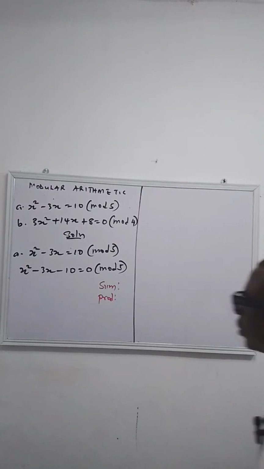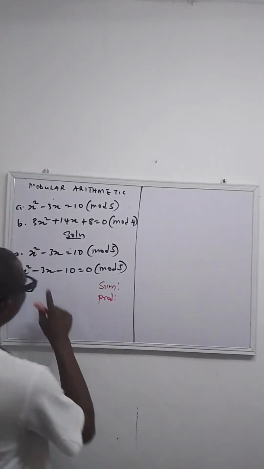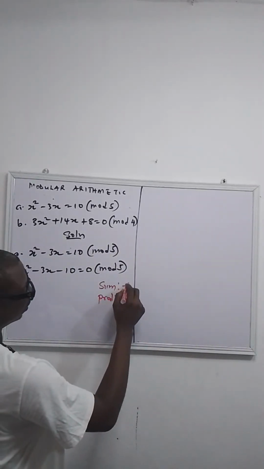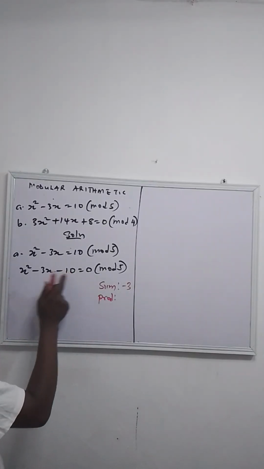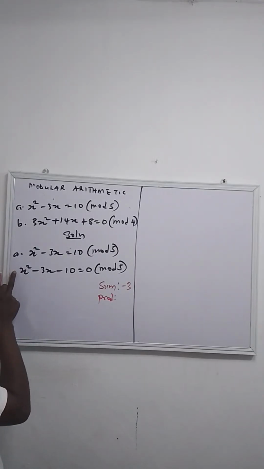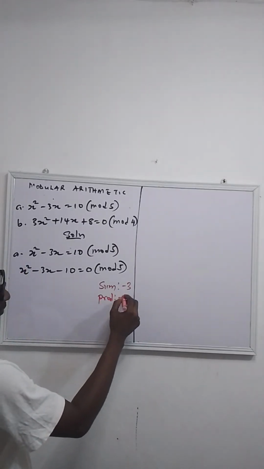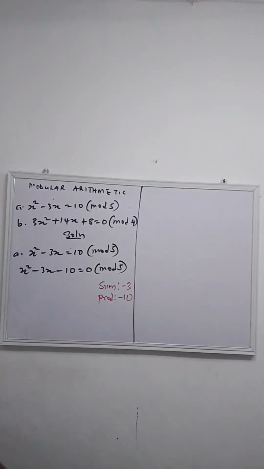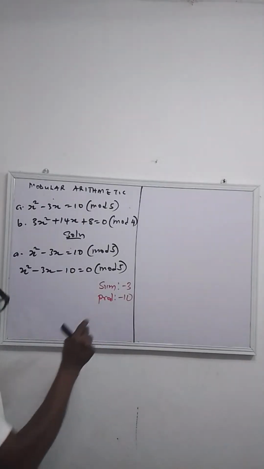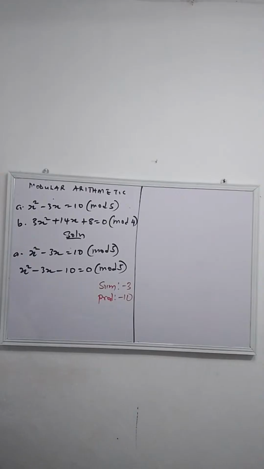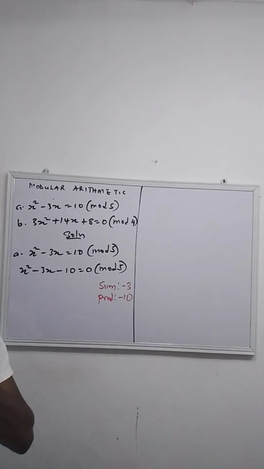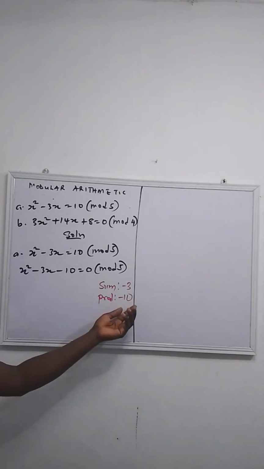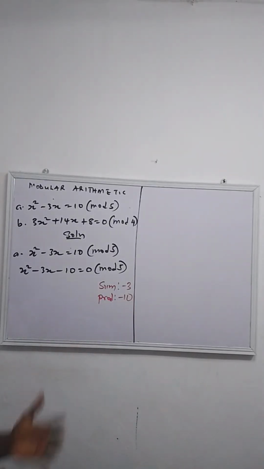So now the sum is the coefficient of x. That's negative 3. And the product is negative 10 that we have here times the coefficient of x squared, which is 1. So nothing is changing. You have negative 10. So now here you need two numbers such that when you multiply together, you have negative 10, and when added together, you have negative 3. So what are the two numbers? Those two numbers will be factors of negative 10. So just think of two numbers.